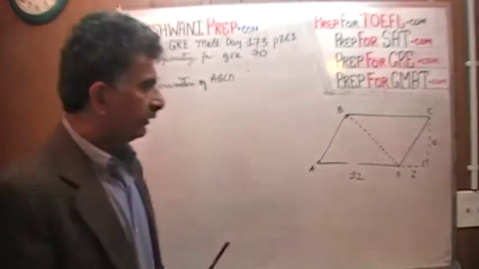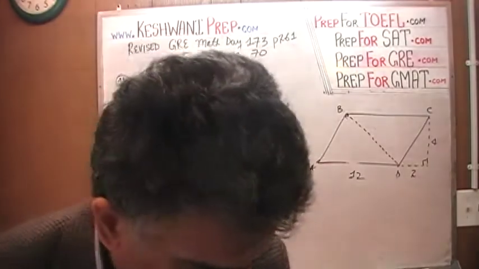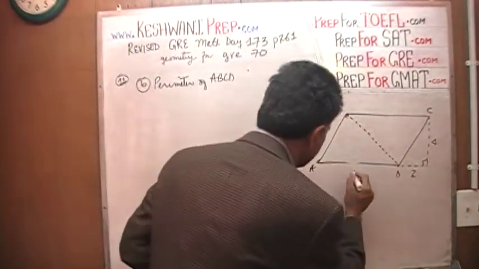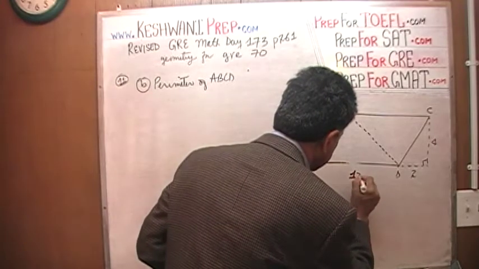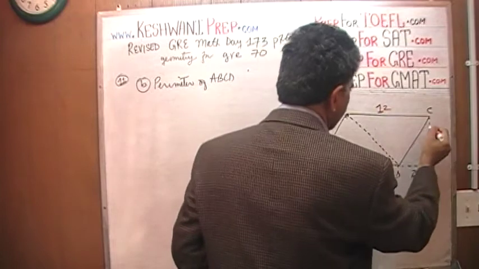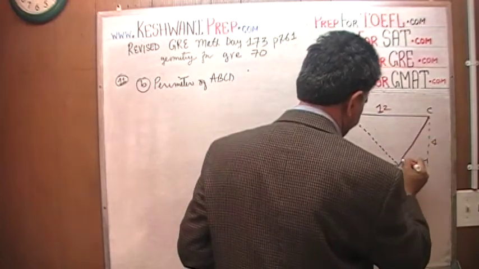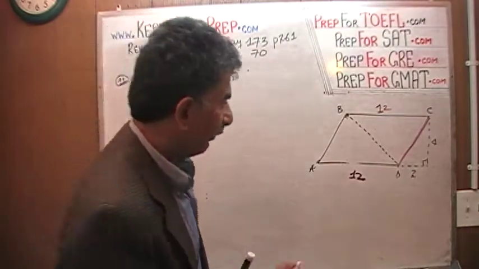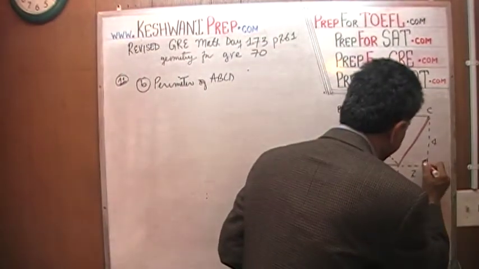In order to find the perimeter, we already know this side. This side we know is 12. We are told that this side is 12. And of course, B to C is 12. We have to find the length of this guy. Which is very easy, very straightforward, because we are told that this is a right angle.